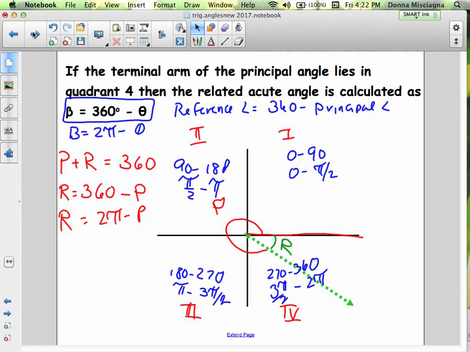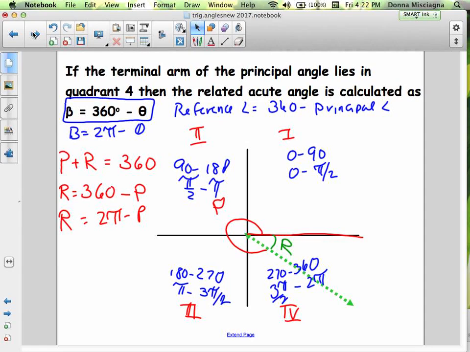So you already are 0 to 90 and 0 to pi halves, so there's nothing to do. In the second quadrant, we're from 90 to 180, or pi halves to pi. In the third quadrant, we're at 180 to 270, or pi to 3 pi halves. And in the fourth quadrant, we're 270 to 360, or 3 pi halves to 2 pi.